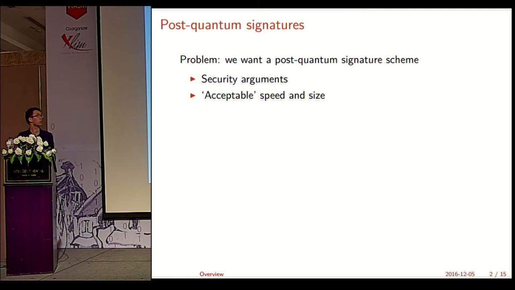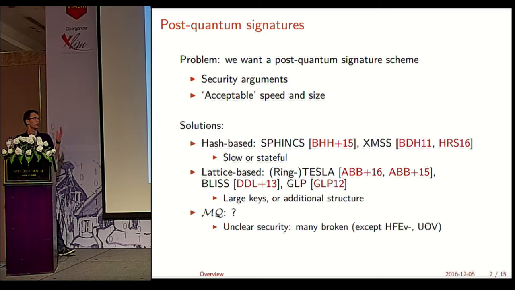Why do we want to do this? So the problem is we want to have signatures in a post-quantum setting. The current signature schemes are not going to cut it when quantum computers arise, and we want to have a secure signature scheme. Basically, we want two things. We want security arguments for these schemes so that we know that we can trust them, and we want them to be acceptably fast and reasonably small in terms of signatures and key sizes. You can debate about what is acceptable here, but for now, let's just assume we have acceptable as a term.